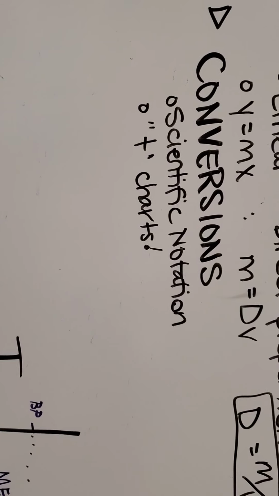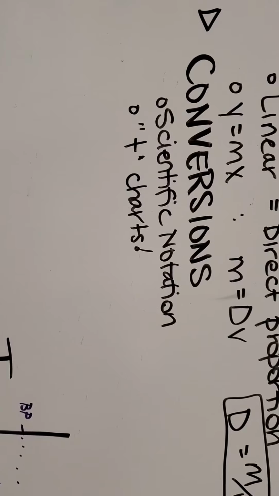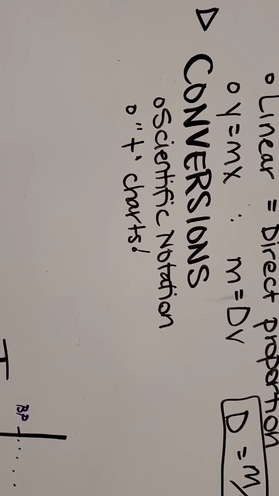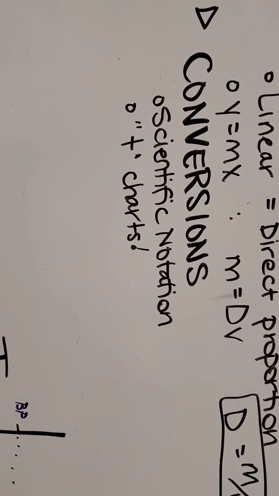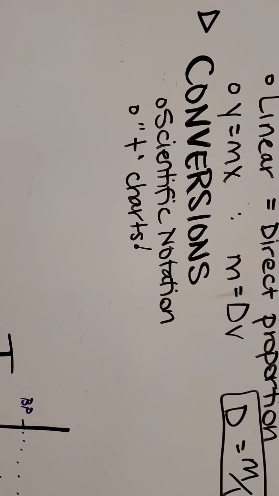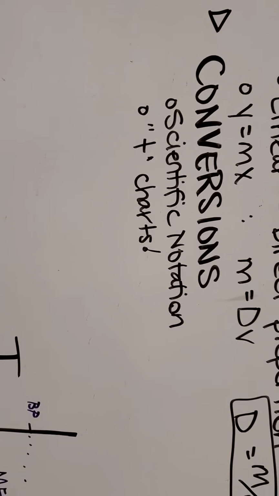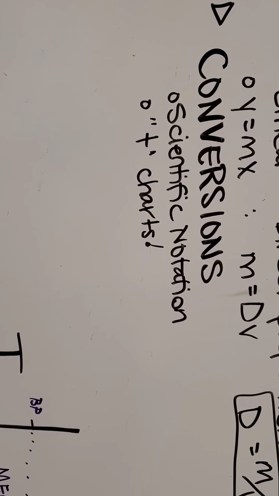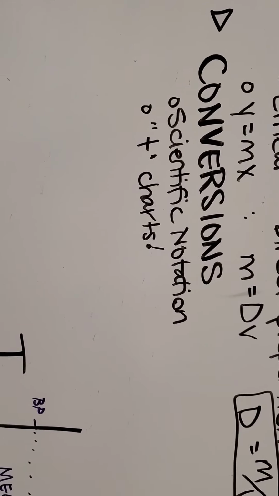Next, we talked about conversions. So being able to put scientific notation into our calculators correctly, either by using parentheses or by using that E button with the two capital E's. Also, being able to set up a T-chart and knowing what numbers go where and canceling out our units.